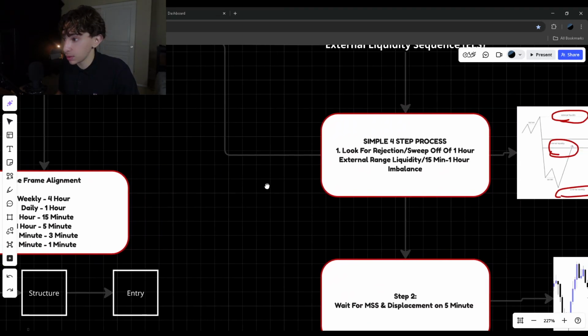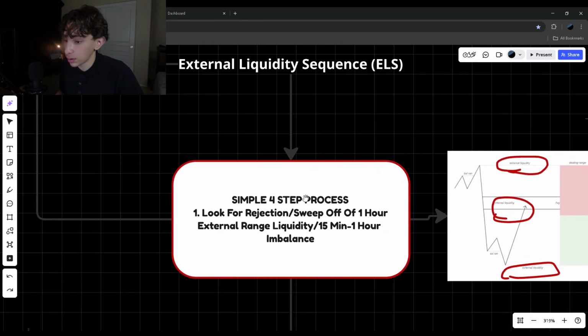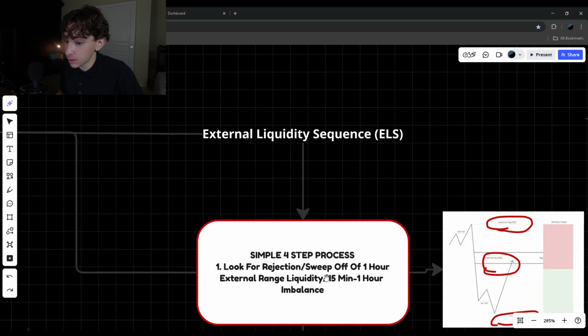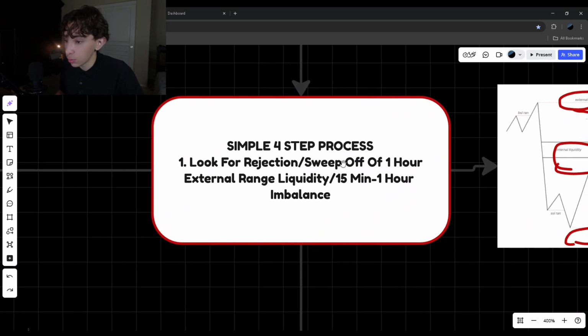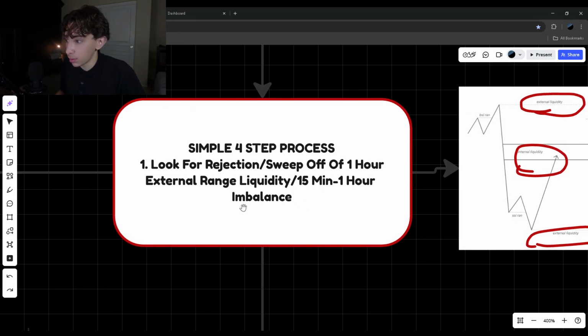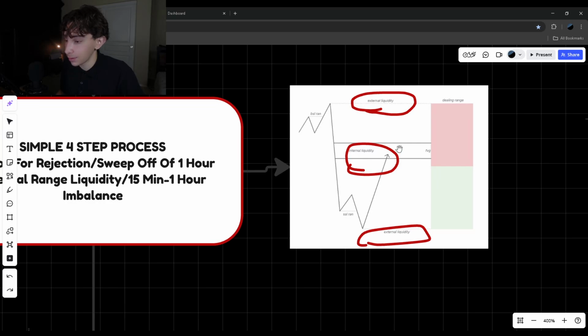But here, let me explain my very simple four-step process, the external liquidity sequence. The first thing I look for is rejection or sweep off of 1 hour external range liquidity, or a 15 minute to 1 hour imbalance. For example, I can enter off the internal liquidity, which means an imbalance, if it's 15 minute to 1 hour and it's a strong fair value gap. Then that would make sense. But usually I would aim for external liquidity, because I'm trying to catch reversals using this strategy.